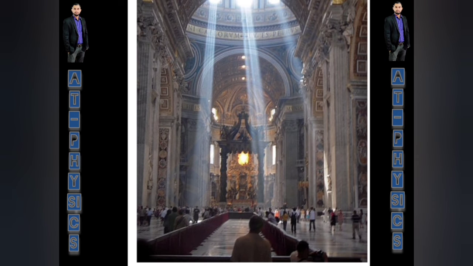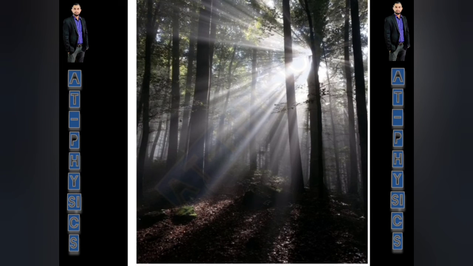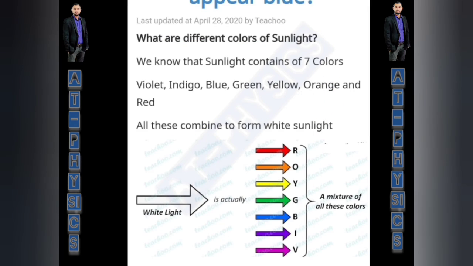Look at these pictures, there are light rays coming from some holes and windows. These make a path of light. So that is the Tyndall effect. Another picture for this example is in the dense forest. Look at these types of light rays, this is called the Tyndall effect.